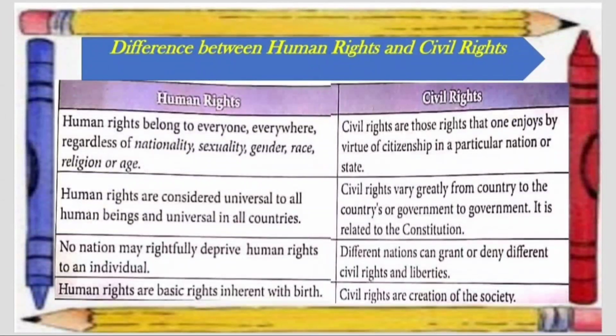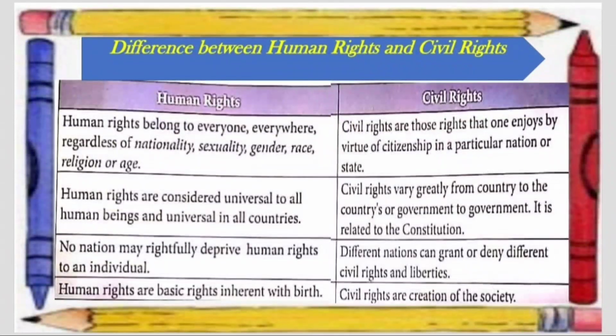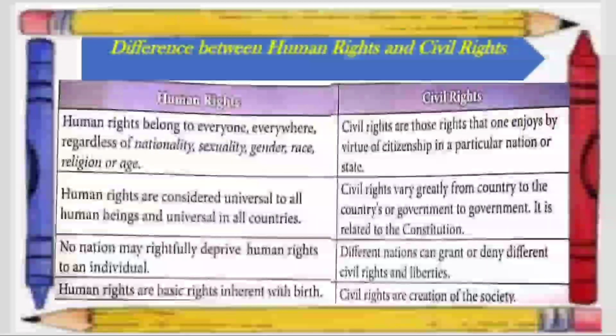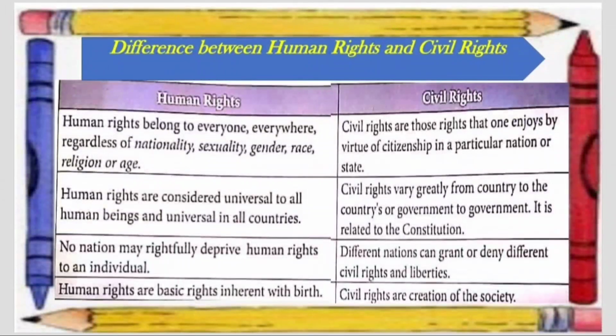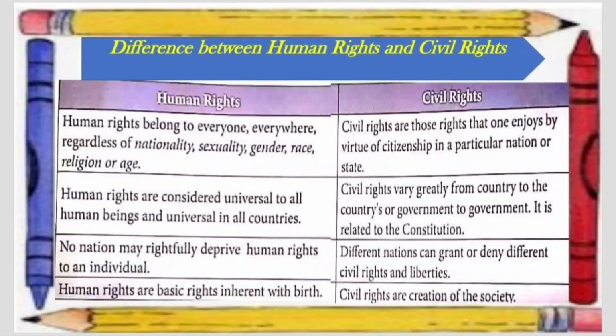Let us see the difference between the human rights and civil rights. Human rights belong to everyone, everywhere, irrespective of nationality, sexuality, gender, race, religion or age. Civil rights are those rights that one enjoys by virtue of citizenship in a particular nation or state. Human rights are considered universal to all human beings and universal in all countries. But civil rights vary greatly from country to country or government to government. It is related to constitution. Under human rights, no nation may rightfully deprive human rights to an individual.